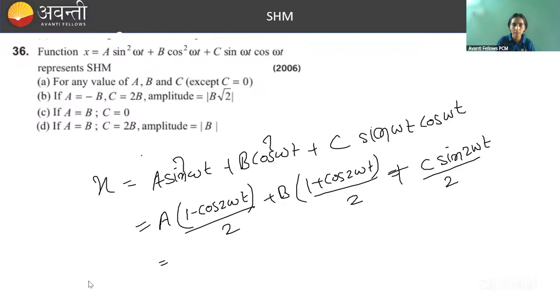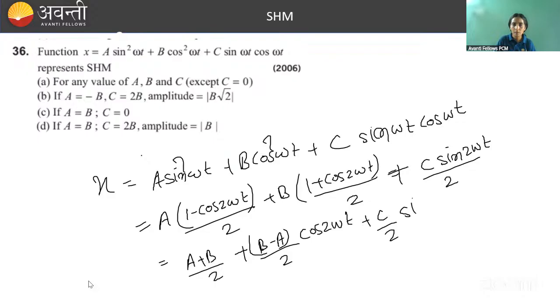This is becoming a by 2 plus b by 2. So (a plus b) by 2 plus this will become how much? (b minus a) by 2 cos 2 omega t plus c by 2 sin 2 omega t. This is the equation of SHM. Constant term has no significance other than telling you what will be the mean situation or something. ठीक है? सो कांस्टेंट का एम्पलीट्यूड से कोई लेना देना नहीं होता है इक्वेशन में.